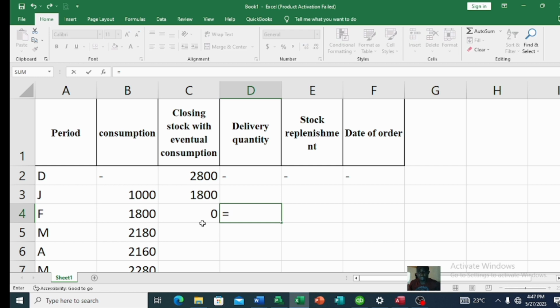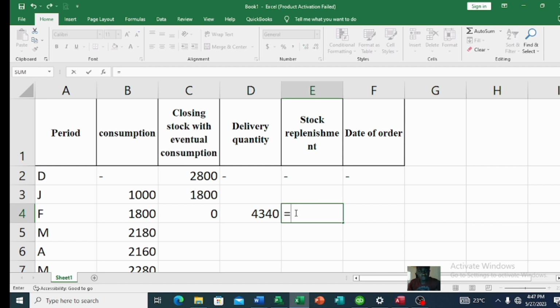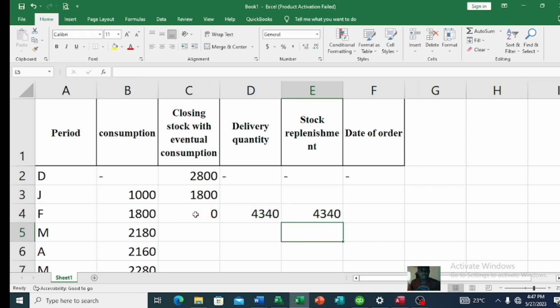Because it's 2 months, it equals this plus this. You have the answer 4,330. Are we together, please? So this one here will also equal this plus this, as usual in the first case. It still remains the same, right?